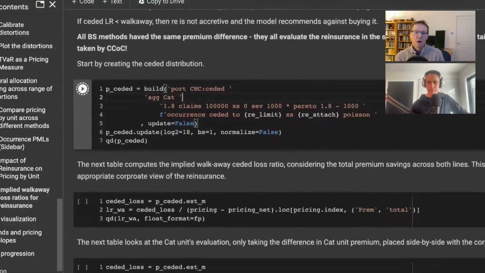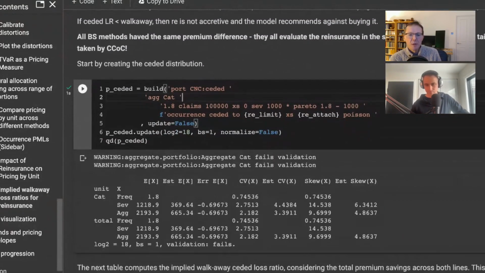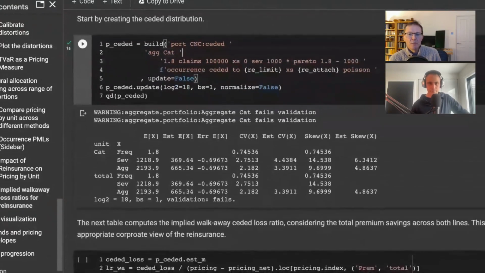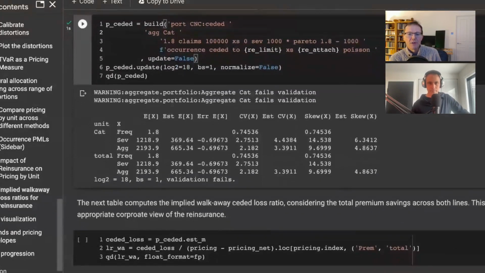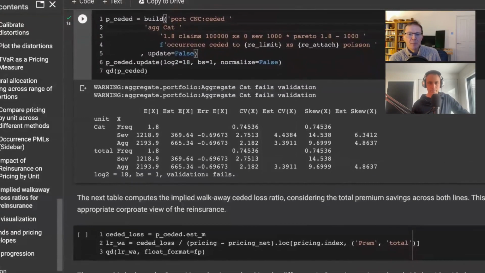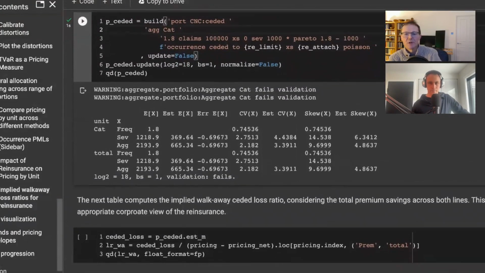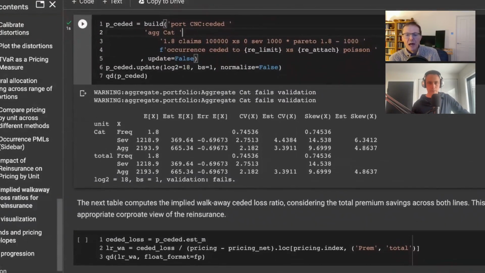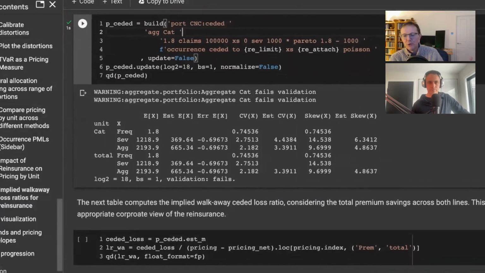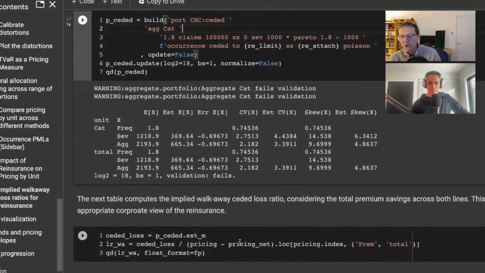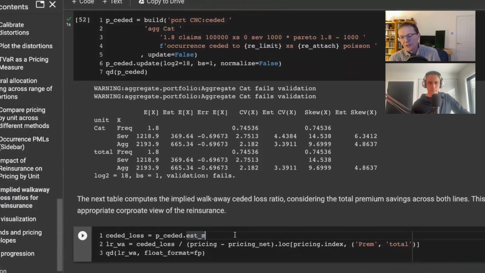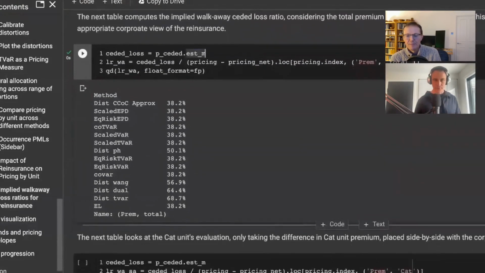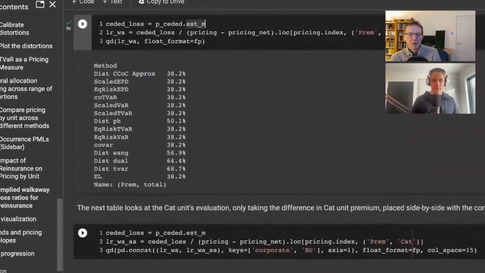Yeah, this just models out the distribution of ceded losses, if you wanted to look at that. So it figures out the cession to this program has got an expected loss of 665. And so then you can compare that to the premium that you've got, and you can come up with walk-away loss ratios, right? If the loss ratio is above such and such, it's a good buy, and otherwise it's not. Or maybe for internal reinsurance purposes. Yeah, that's all we're doing now.